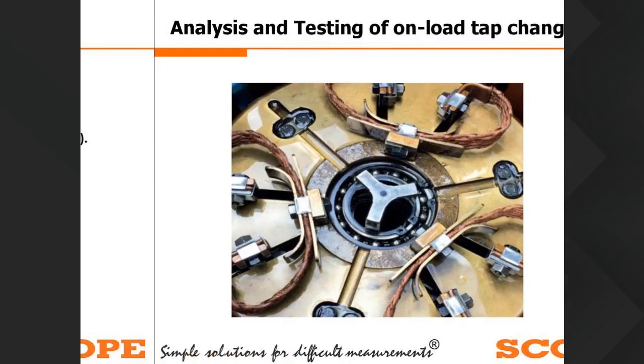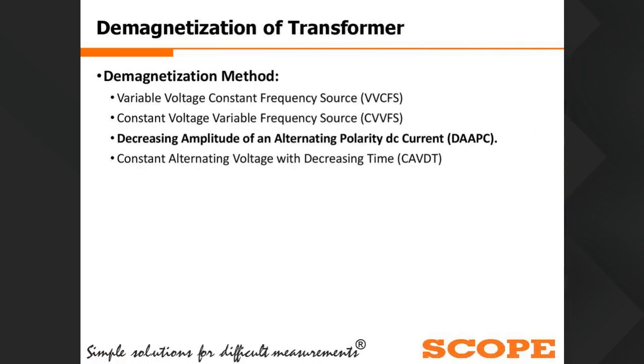So this is all about demagnetization, and we have added this demagnetization feature in our instrument. The user can demagnetize the transformer after the winding resistance test, or we have also given a separate facility so that whenever you want to demagnetize the transformer, you can do it.